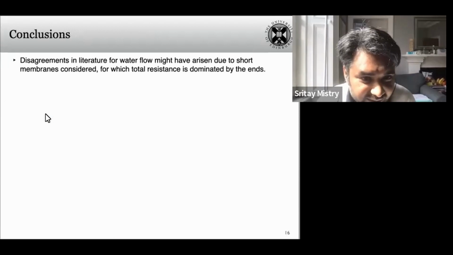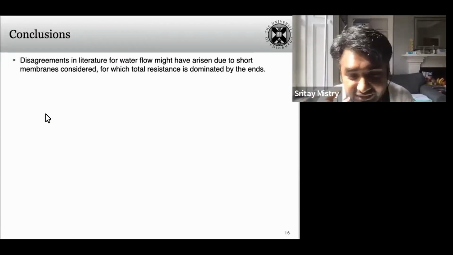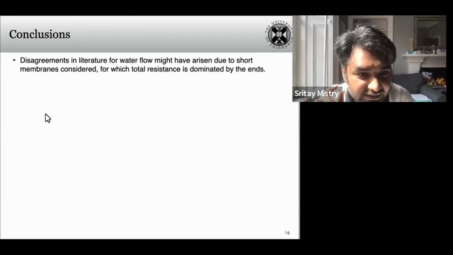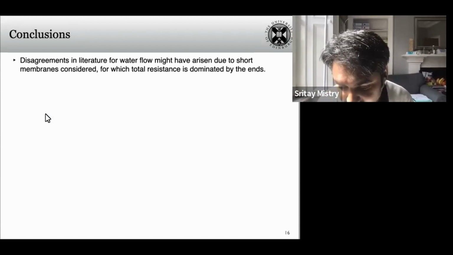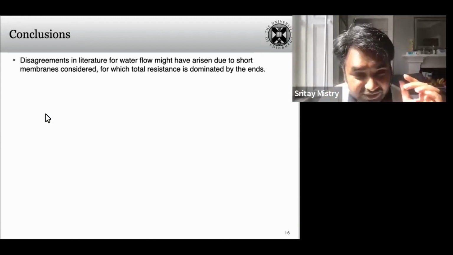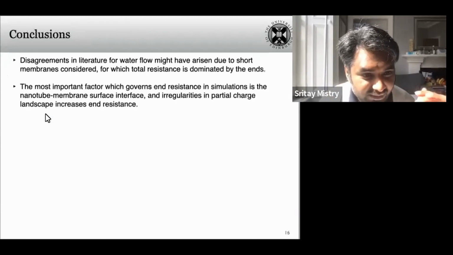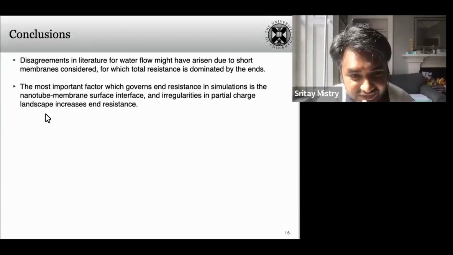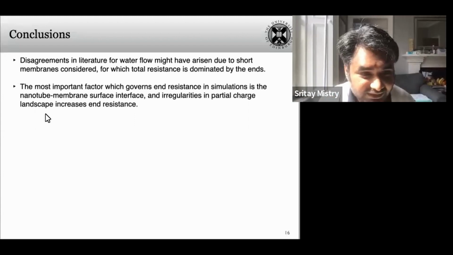So, conclusions. Disagreements in literature might have arisen because literature, specifically MD simulations, have used very short nanotubes where the total resistance or the flow rate is dominated by the physics of the ends, not the nanotube. The most important factor which governs the end resistance is obviously how you have modeled the end and how accurate it is to experimental setups.